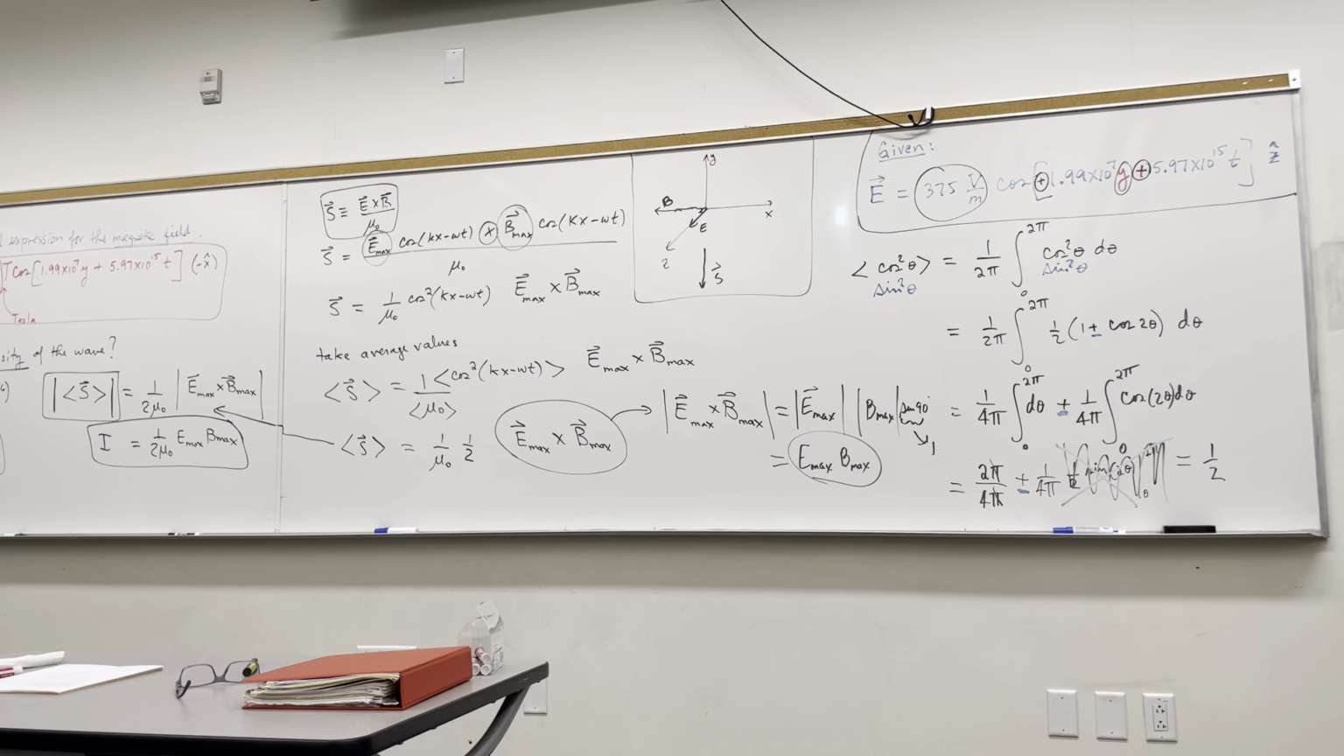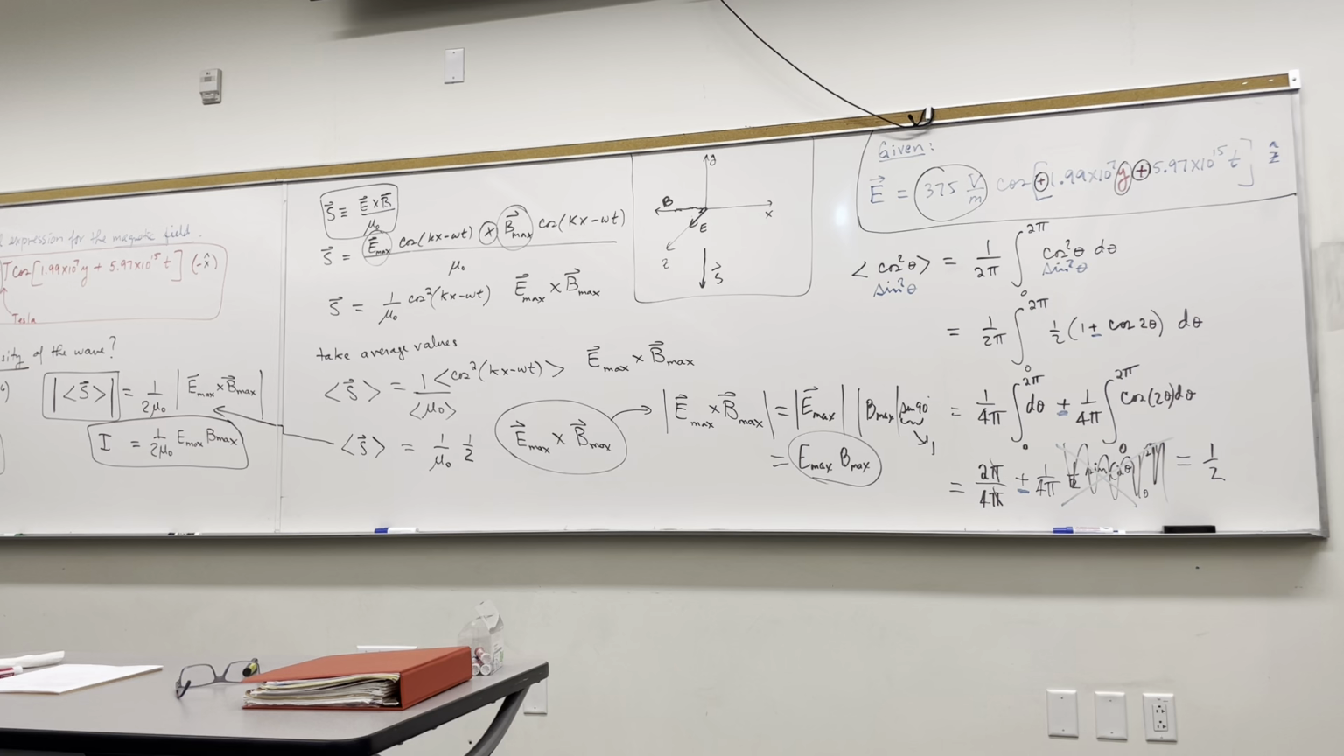S, the Poynting vector, is defined as E cross B over mu naught. Mu naught is just a number, right? So if this vector points in the minus y direction, and the electric field points in the positive z direction, what must be the direction of the magnetic field? So that k cross B gives me minus j.